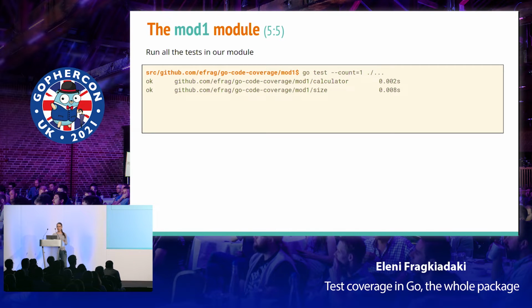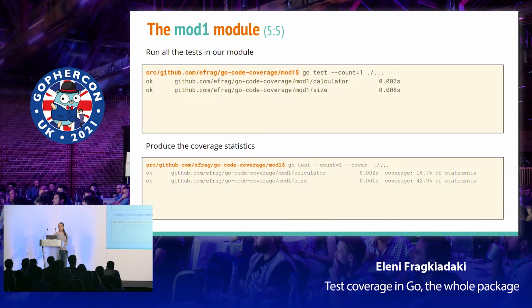We get our timings. So the next question is, how do we now produce our coverage statistics for the packages that we have in module 1? So basically, what is the percentage of the code that we did actually manage to cover with our tests? And the way to do that is by using Go's cover tool. You can invoke it by adding the --cover parameter when you are running your tests.